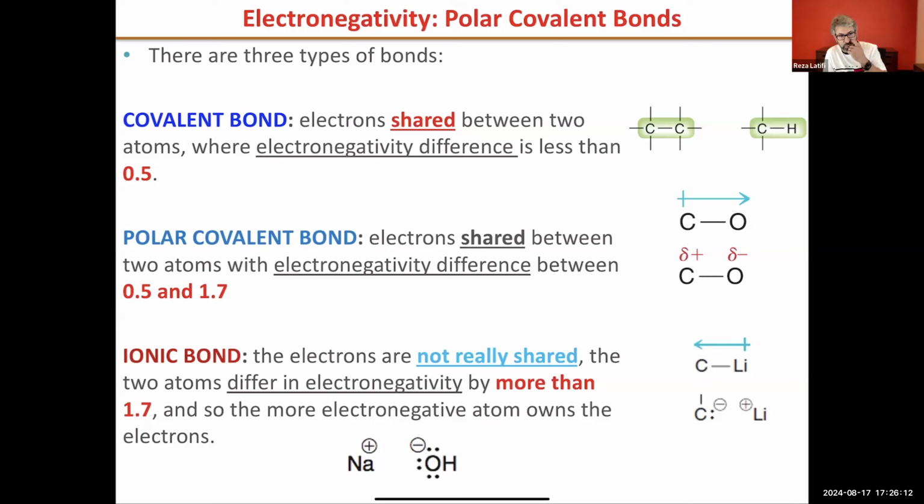Now, if you pass 1.7, if the gap is bigger than 1.7, you're not going to have any sharing. One of the elements is going to be so strong that it will take those two electrons and steal them. In that case, you are not going to write minus delta or plus delta. You will write plus 1 and minus 1. For example, when you take sodium and pair it with chlorine, sodium is going to give an electron to chlorine. Sodium will have a positive charge, a whole positive charge.